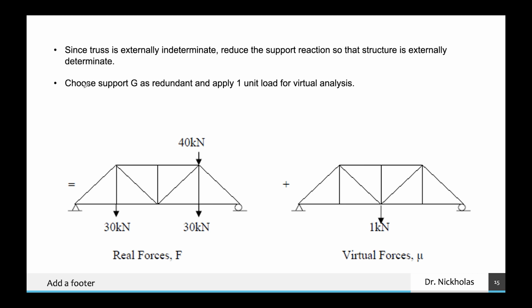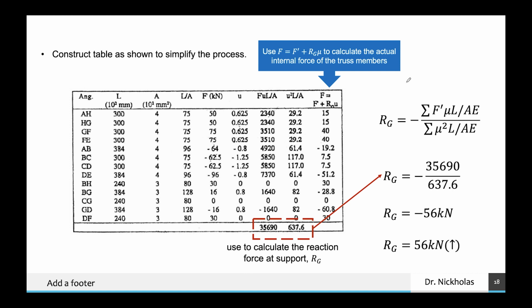So this is the table that we can use to simplify the process. This is the column for member. For each member we have the length and the area. Since the area is constant, we can eliminate it, no need to include it here, but of course you can proceed with it, no problem.